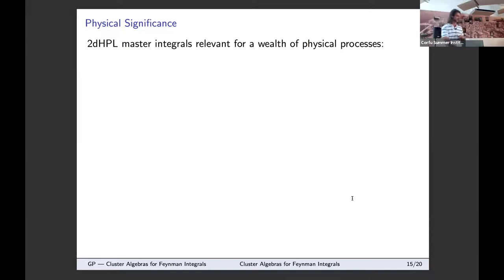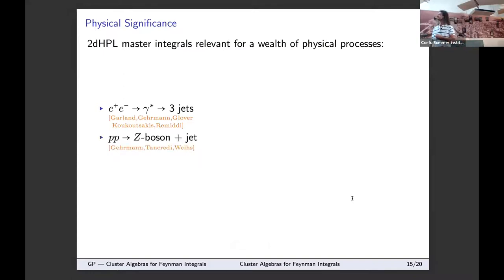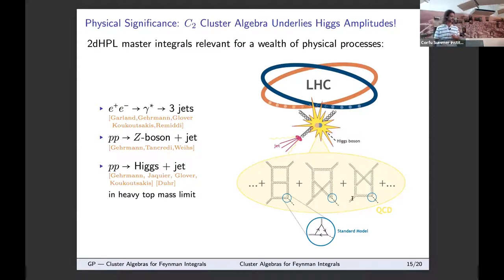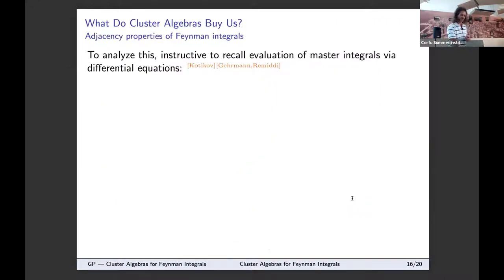So the master integrals that are expressed in terms of 2D HPLs appear in many important physical contexts. They were initially used for deep inelastic scattering. But if leptonic scattering is not your thing, they also appear, let's say, in hadronic Z boson production. And perhaps more importantly, because the Higgs has been one of the stars of the last 10 years or so, they also appear in Higgs plus jet production at hadron colliders. That is in the heavy top mass limit, where one integrates out this fermion loop. And this is very reasonable, and it appears as a desired experimental approximation, say, in the Les Houches wishlist. So I think, yes, for us it was very exciting that this mathematical object underlies Higgs amplitudes. Of course, having found it, there's a natural question: what does it buy you?